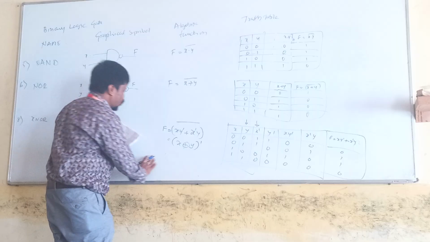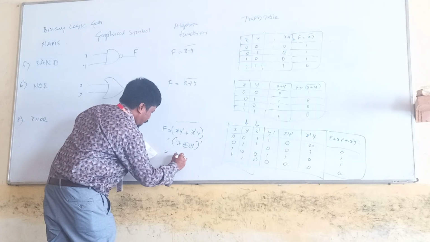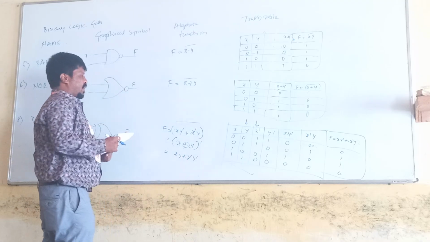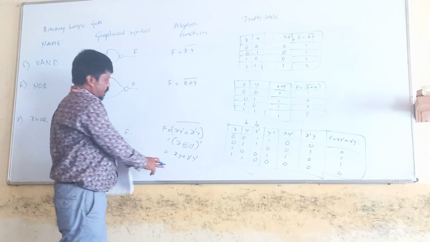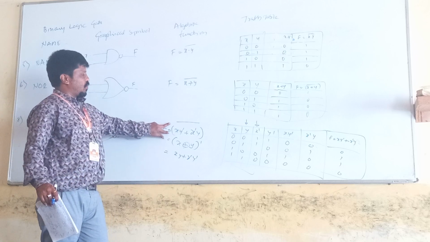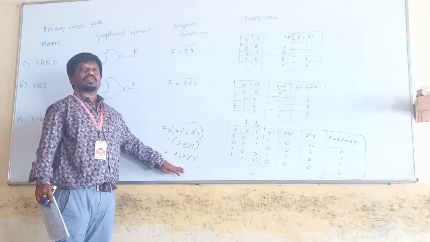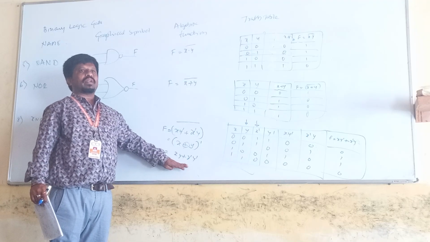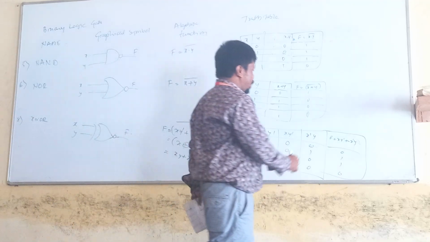I can write this one as xy plus x'y'. If you expand this one, you will get this form also. I will explain this in the coming classes. Using De Morgan's theorem, I can prove this one. Just copy here; I will be making the changes here.